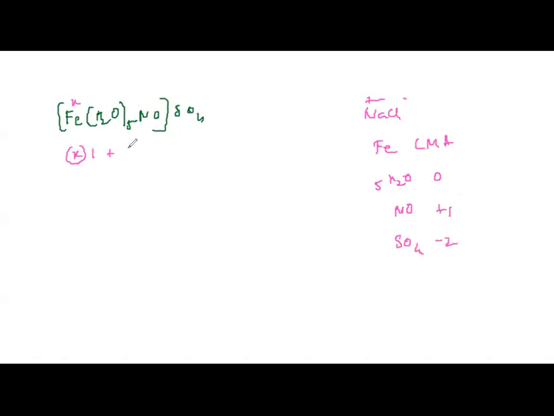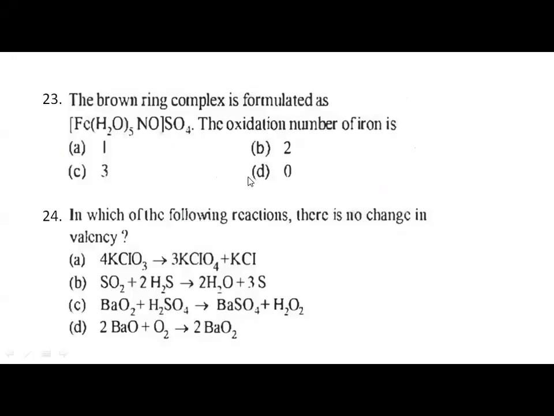So substitute them. It is 0 into 5 molecules plus NO is plus 1 into 1 molecule plus sulfate is minus 2 into 1 molecule, that is equal to 0. So X plus 0 plus 1 minus 2 equal to 0. So 1 minus 1 goes that side, X is equal to plus 1. So what is the oxidation number of iron? It is plus 1. Understood? It is a coordination compound, and we have a different set of rules, but here, since it is a simple one, they have included it in this question.